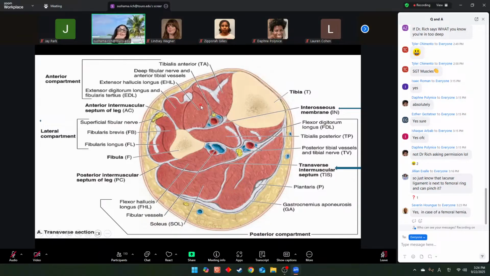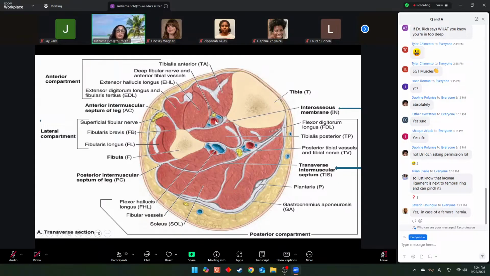Let's look at it. Anterior compartment. Anterior compartment lies anterior to the interosseous membrane, and it contains tibialis anterior, extensor hallucis longus, and then it contains extensor digitorum longus. So these 3 muscles. What is the nerve for the anterior compartment of the leg? Deep fibular nerve. What is the artery for the anterior compartment?